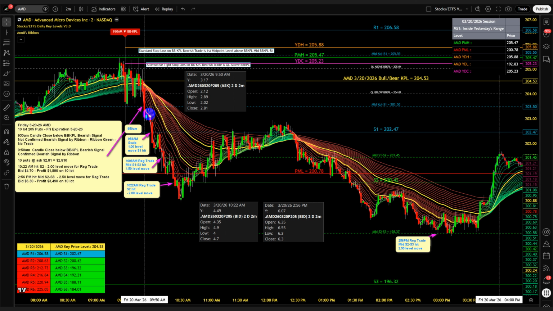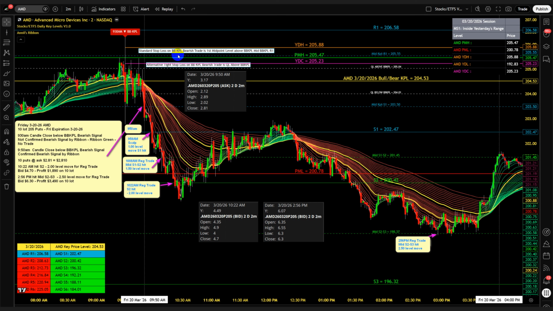So this candle is also within acceptable range for a bull bear key price level bearish trade, and that is this candle here, this 9:50 a.m. candle. And as you can see now, it has not only closed below the two thick yellow lines of the ribbon, but the entire ribbon is now red. So this is your entry signal for a bearish trade off of this level.